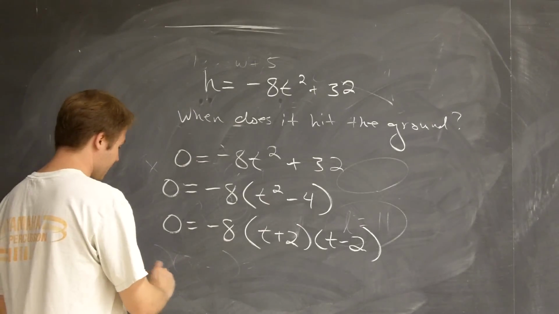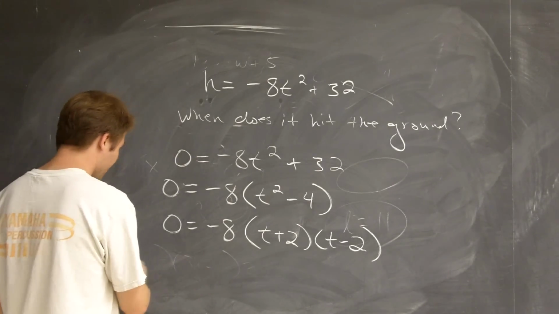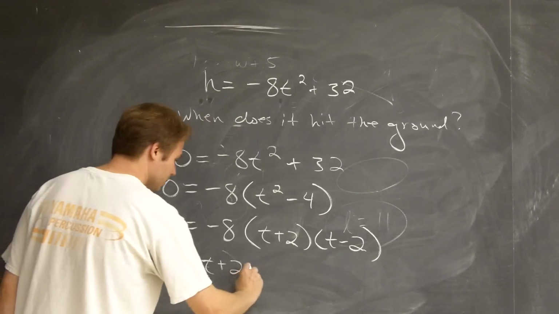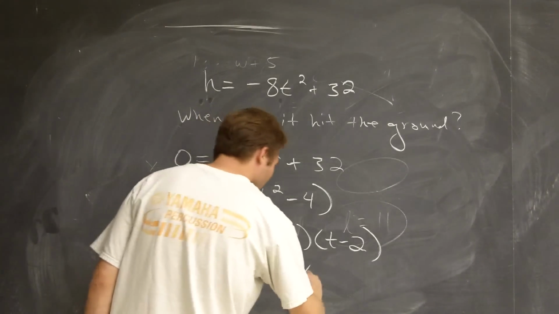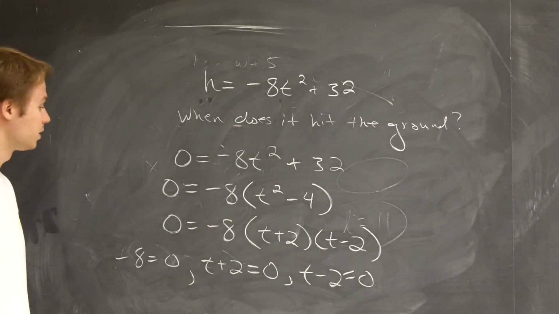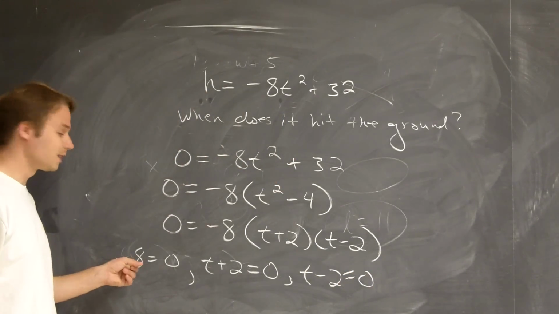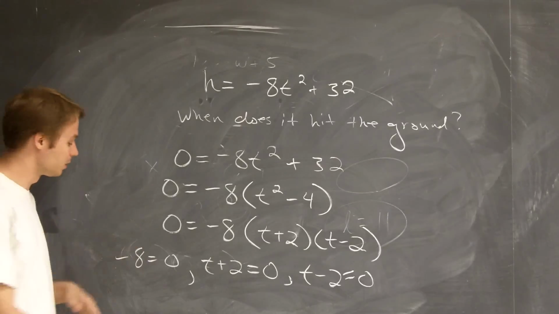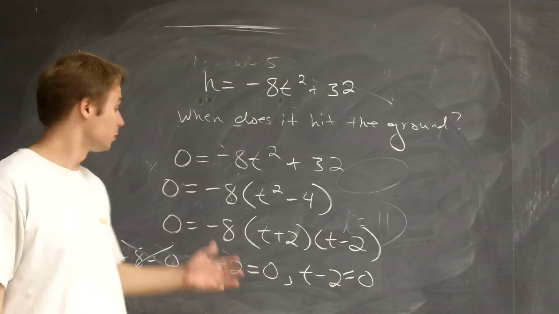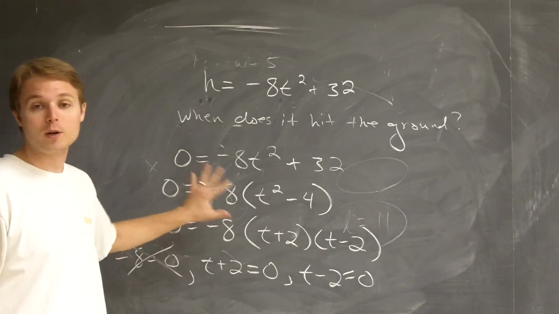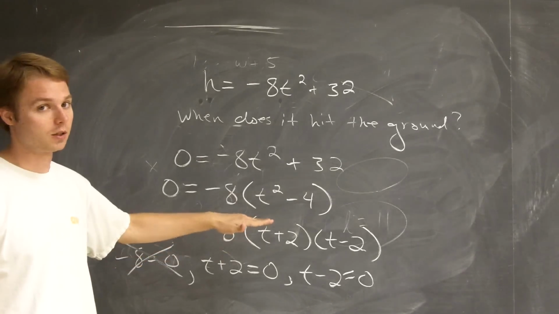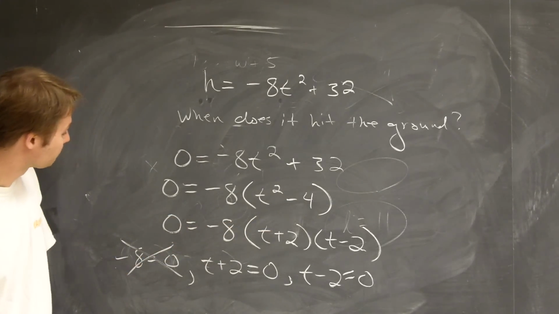So this means that either negative 8 is equal to 0, t plus 2 is equal to 0, or t minus 2 is equal to 0. Now, for what t value does negative 8 equal to 0? Well, for no t value. So we actually don't even worry about that. In general, if you have a constant out in the front, we don't have to worry about setting that equal to 0. And it won't change the results of our answers.